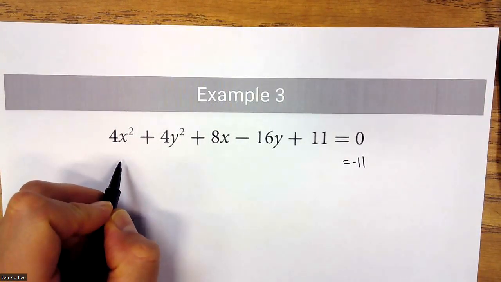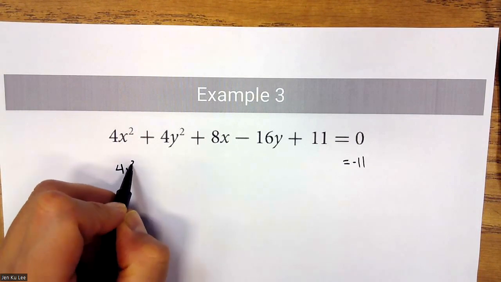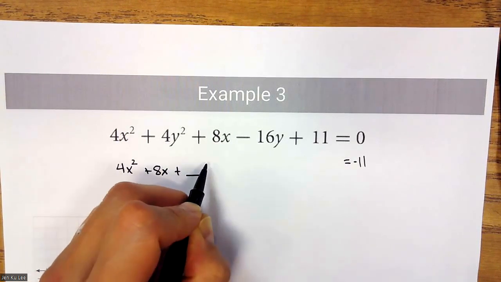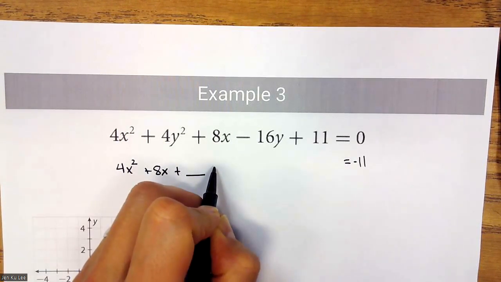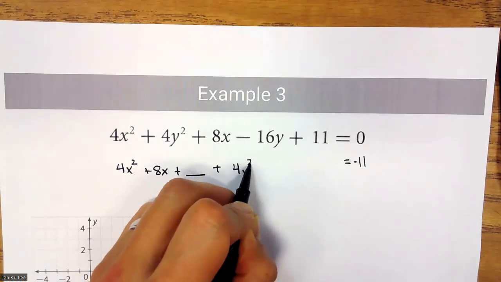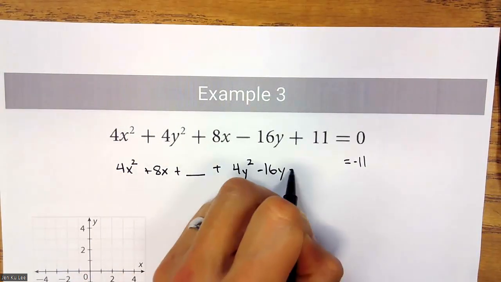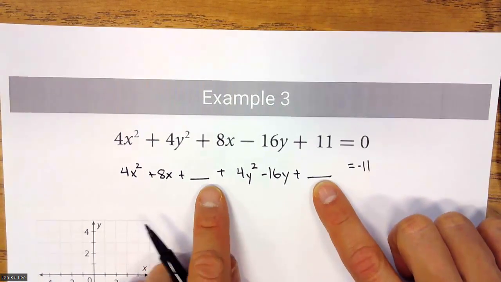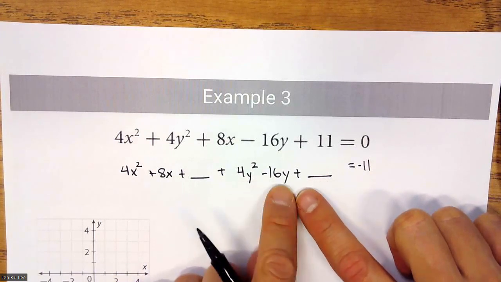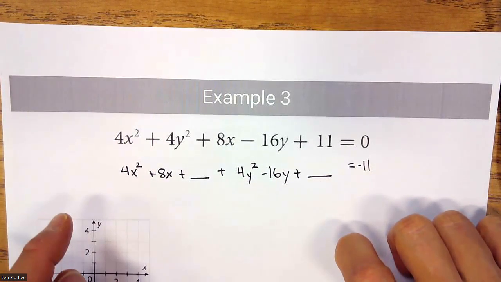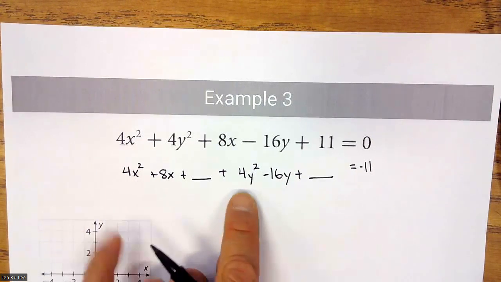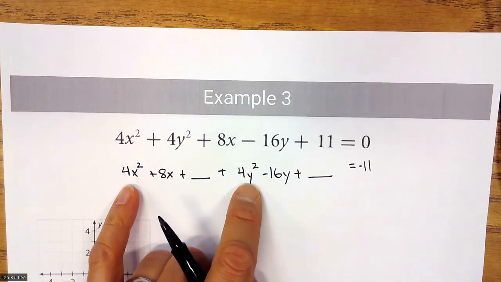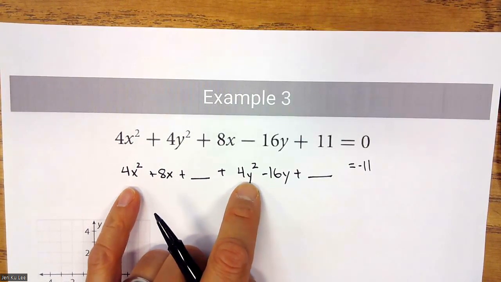So 4x squared plus 8x plus blank, plus 4y squared minus 16y plus blank, right? The plus blanks are for completing the square. I gathered up the y's together, I gathered up the x's together, right? Notice that both x squared and y squared, the coefficient of them are 4, correct?